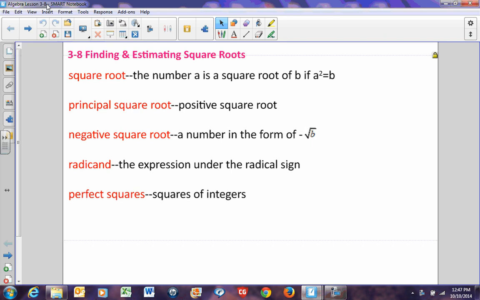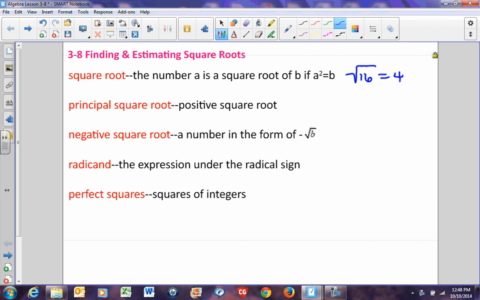This is lesson 3-8, finding and estimating square roots. The number a is the square root of b if a squared equals b. Essentially what they're saying here is the square root of 16 is 4. We need two numbers that are exactly identical that will multiply together to get 16, and those numbers would be 4 times 4. So that's what a square root is.